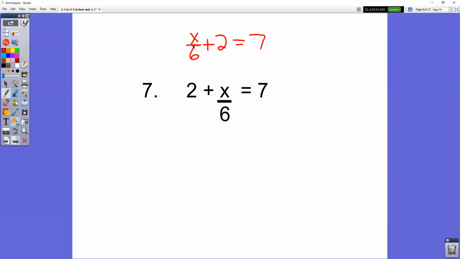This says x divided by 6 plus 2. So again, we want to try and get this x divided by 6 all by itself. So we want to get rid of this 2 first. Go ahead and try question number 7, please.